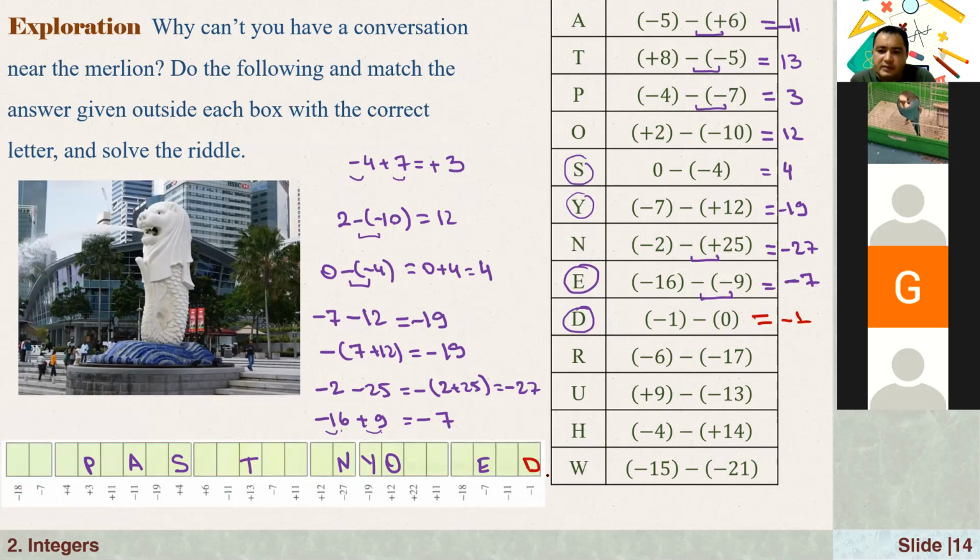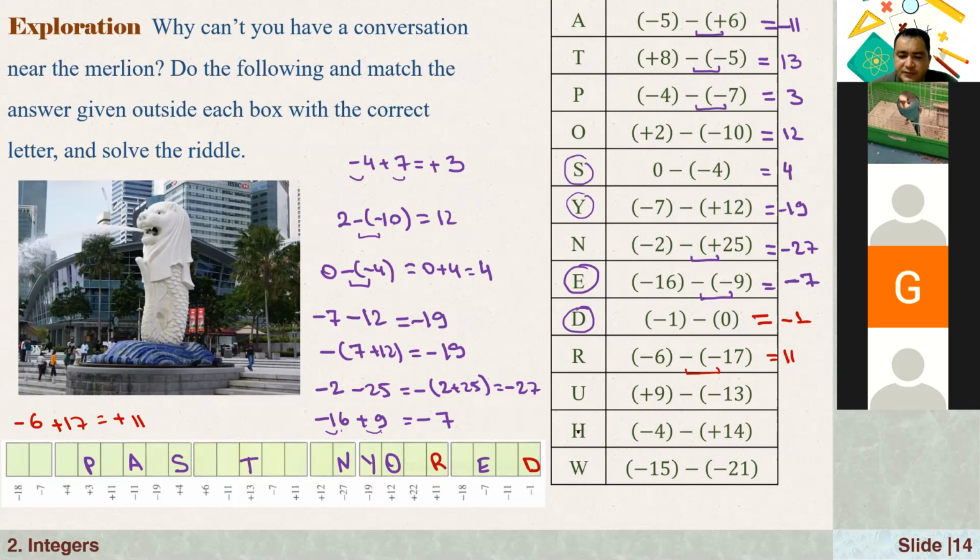I also wonder what is the answer here. So R: minus 6 minus minus 17, right? So we know that minus minus is plus. So here we have minus 6 plus 17. Yasmin, as you see here, we have minus 6 and plus 17. They have opposite signs, so we subtract and compare their absolute values. Which one is greater? 17. So the answer will be plus. 17 minus 6 is 11. That's correct. Very good. So do we have plus 11 here? Yes, it is R.